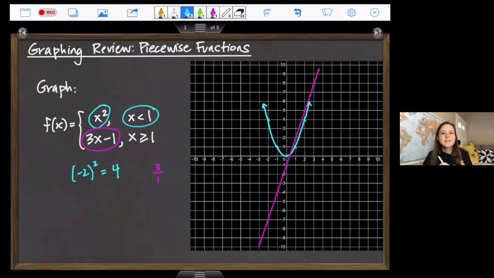So let's think about x less than 1 in terms of a number line on the x-axis. x less than 1 means that we want everything to the left of 1, but not including 1. So I'm going to shade to the left of 1 all the way up until I get to 1. And then I'm going to draw an open circle at 1 because I don't want to include 1.